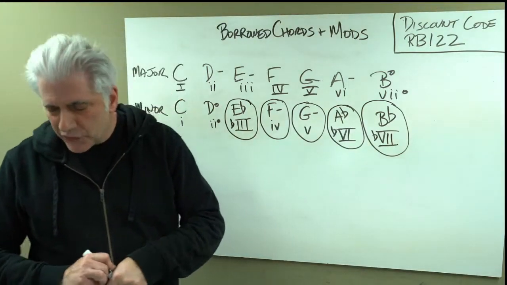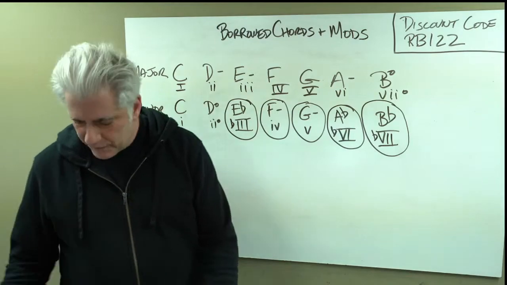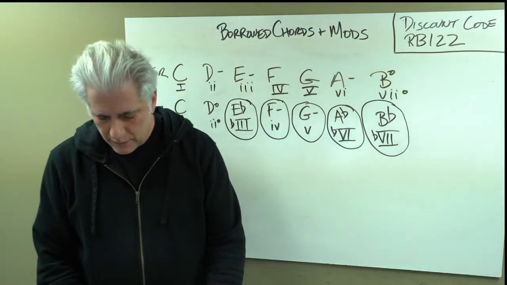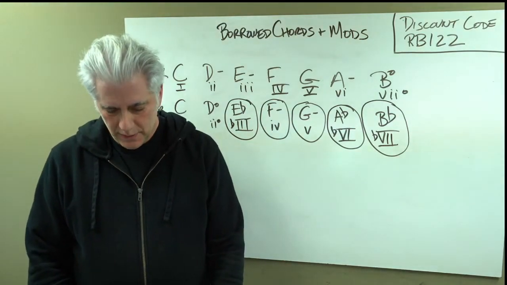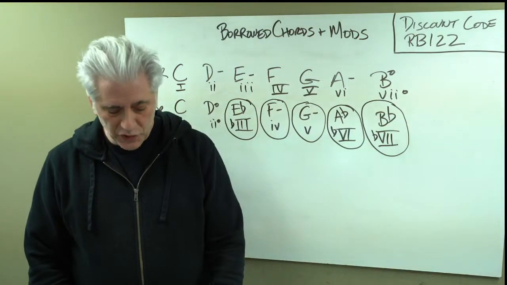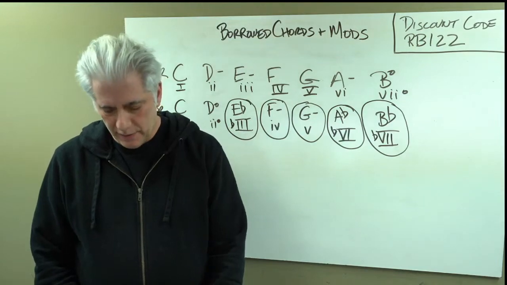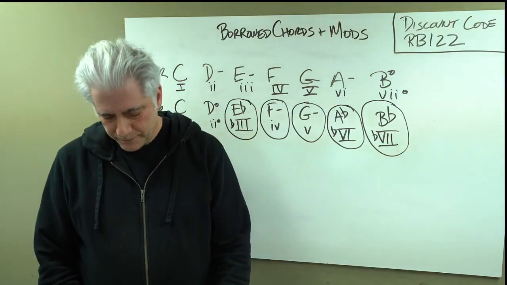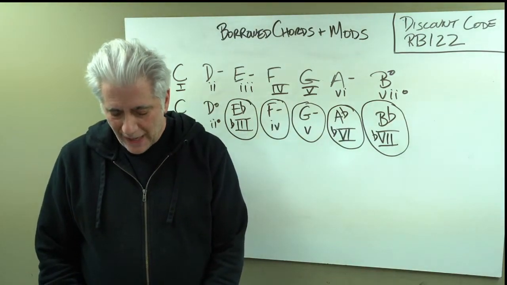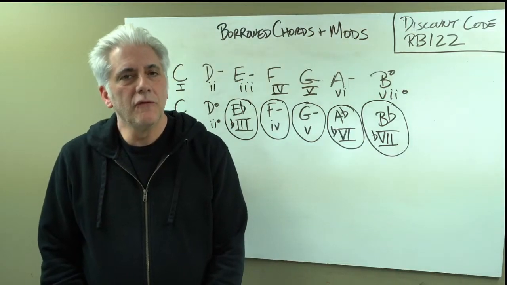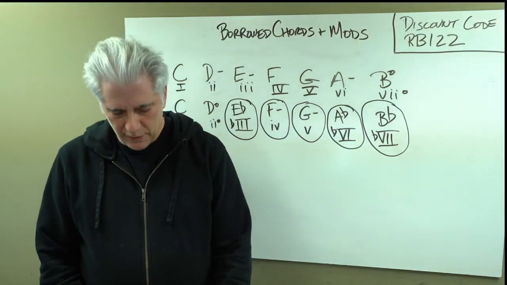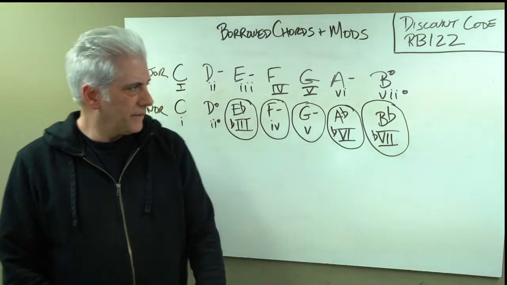I mean, I always give the classic example of 1, 4 minor to 1, right? Or 1, 5, 4 minor to 1, okay?